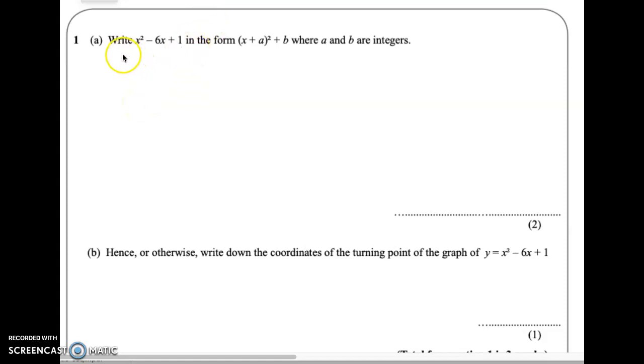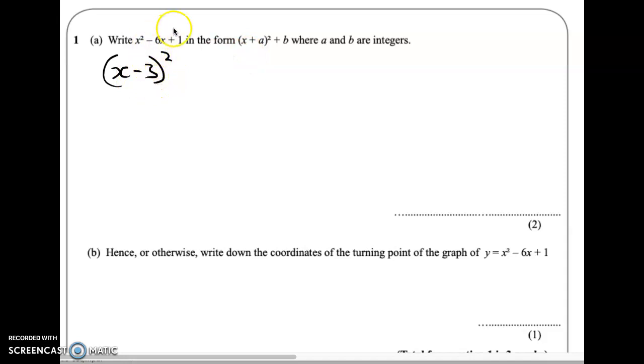So, question 1: write x squared minus 6x plus 1 in the form (x plus a) squared plus b, where a and b are integers. When completing the square, we halve this x coefficient to get (x minus 3) squared first. This is the first thing.